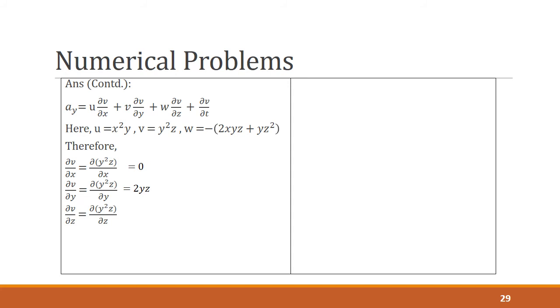∂v/∂z is ∂/∂z of y squared z. Z is considered as the variable, y squared is considered as a constant, and so ∂v/∂z would be simply y squared. ∂v/∂t would go to 0 as there is no dependency on time t.